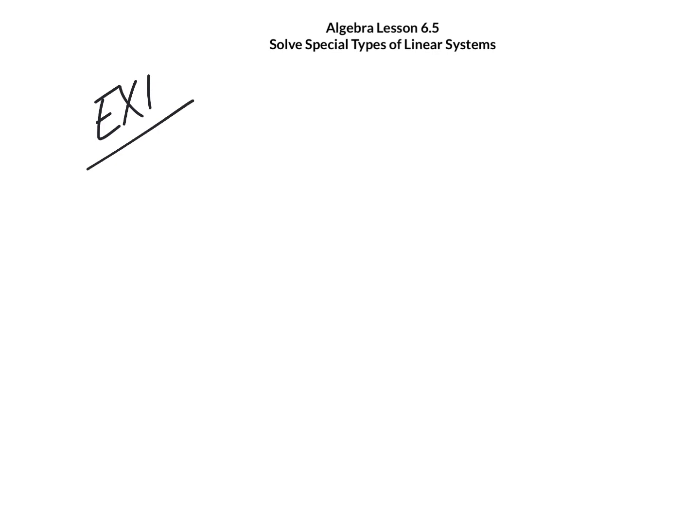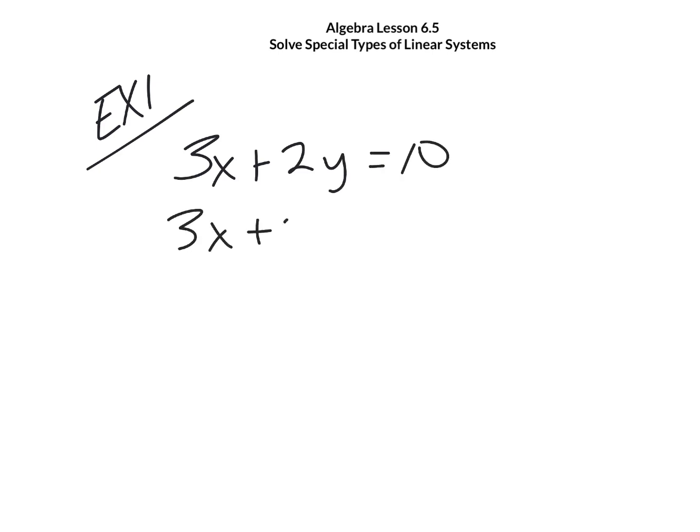The system that we have is 3x plus 2y equals 10, and then 3x plus 2y equals 2. Looking at these two equations, what method would be the easiest to solve with? Substitution, elimination, or graphing? Elimination. It's whatever you like.